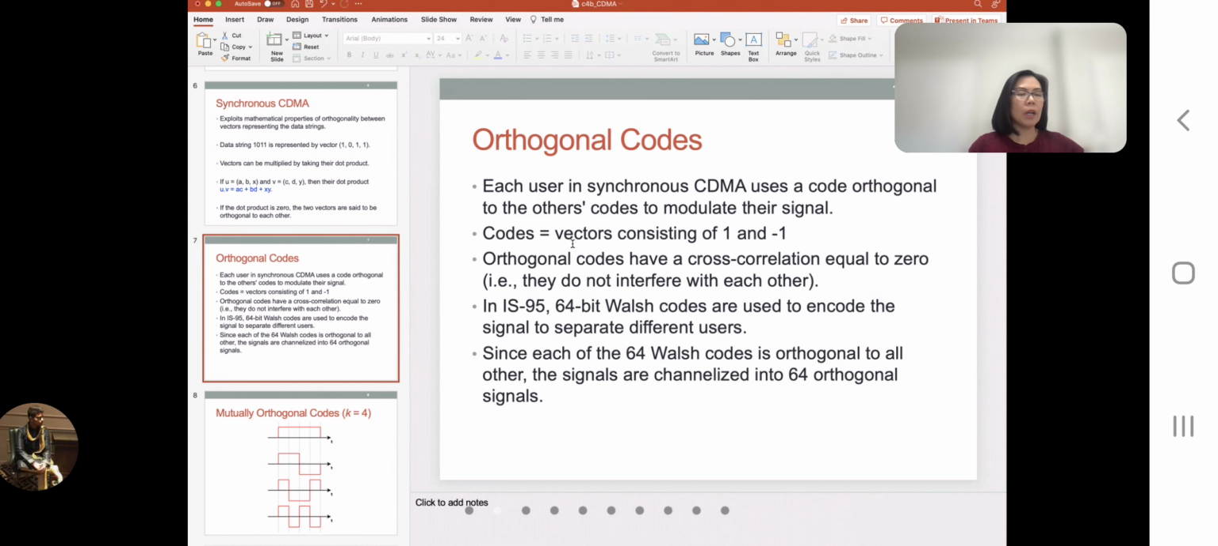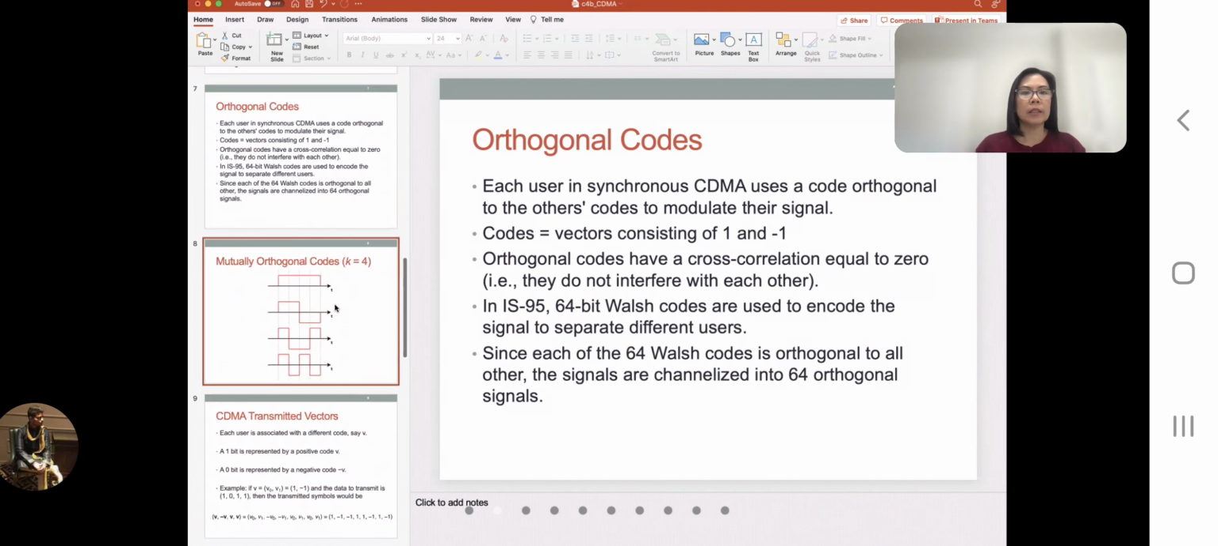So again, when we talk about orthogonal code, a code means a vector consisting of 1 and -1. Orthogonal codes have a cross correlation equal to 0. When we say cross correlation, what it means is we take the dot product of any two codes, and then the dot product is 0. Because of this, they do not interfere with each other when we use CDMA, right?